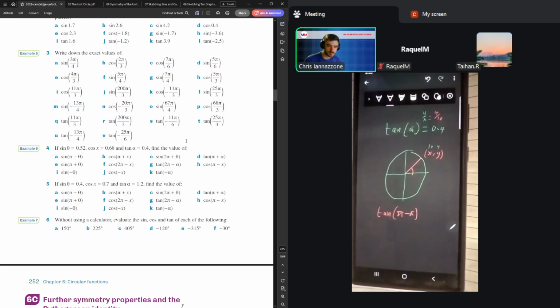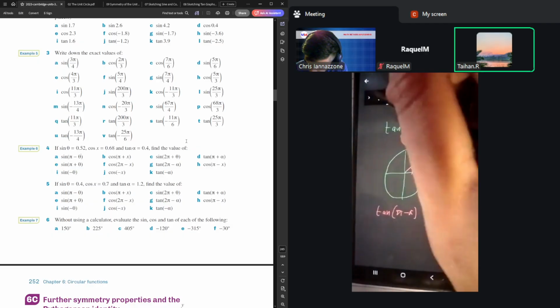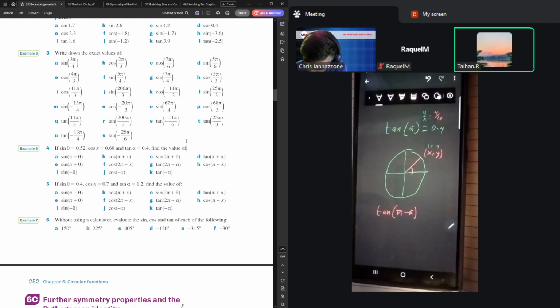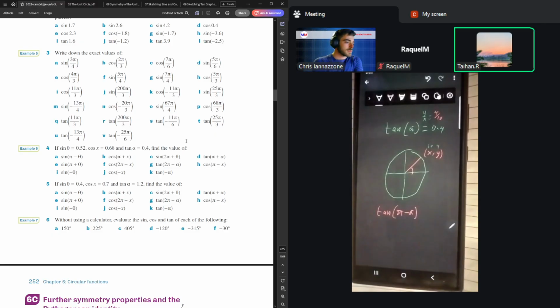All right, first up, where does that put us? Yeah, I just had a quick question: is it always going to be theta for sine, x for cos, and then alpha for tan? Nah, so the reason why they've used theta, x, and alpha is simply because it's there to show that those are not related circular functions. They're not all talking about the same angle.